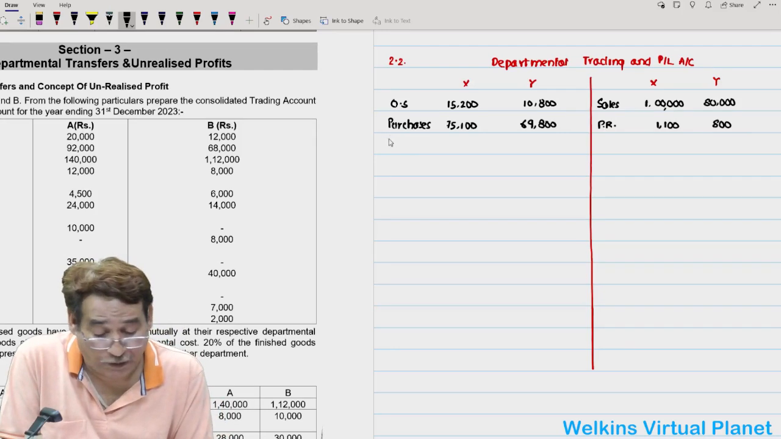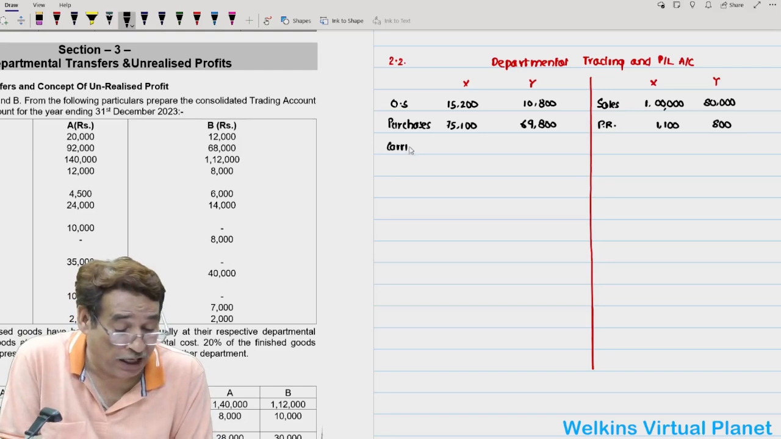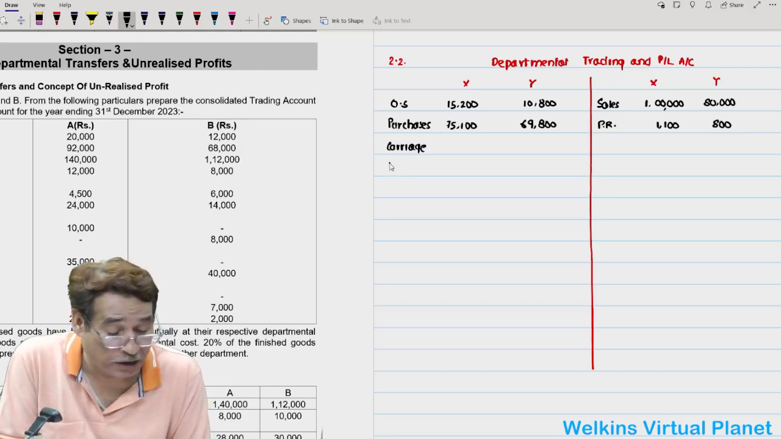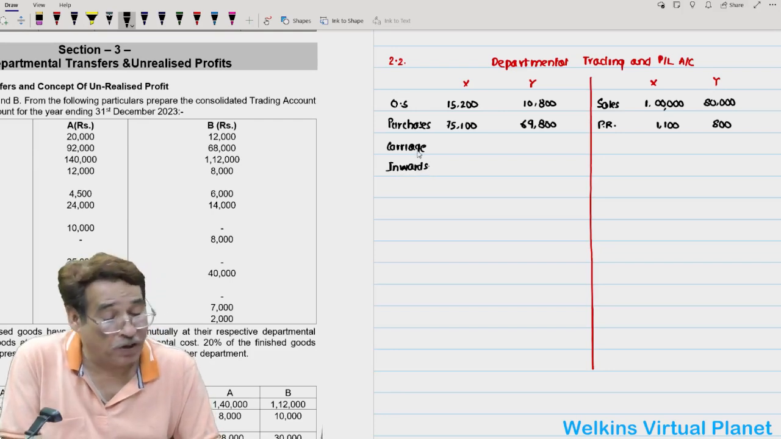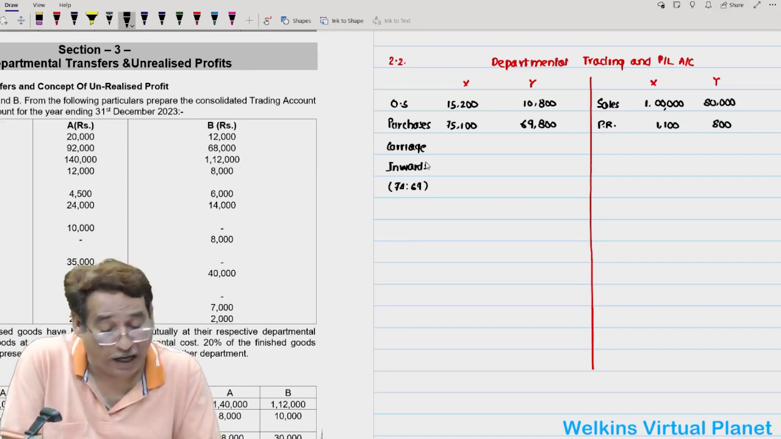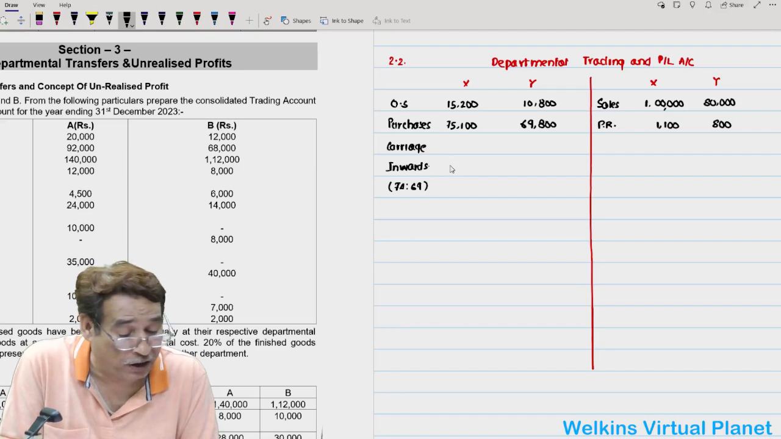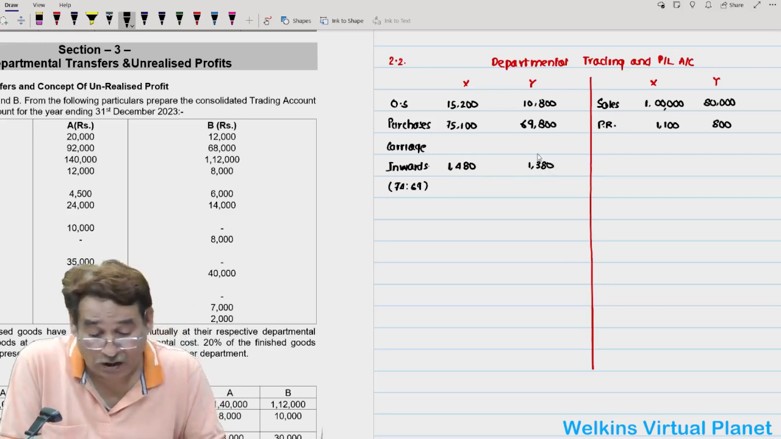Now we have carriage inwards also. And we have seen that carriage inward must be divided on the basis of the purchases ratio. We have computed the purchases ratio, if you remember. The purchases ratio was 74:69. So I will divide the amount of carriage inward in this ratio and I will get 1,480 and 1,380. Is it clear to you or not? Correct?